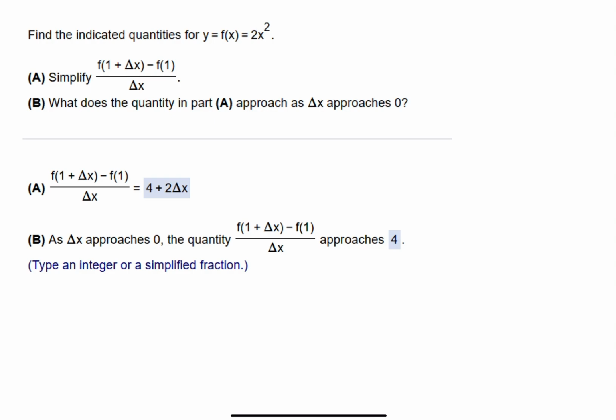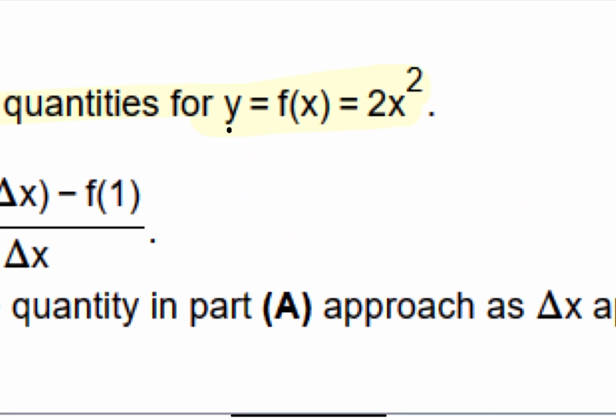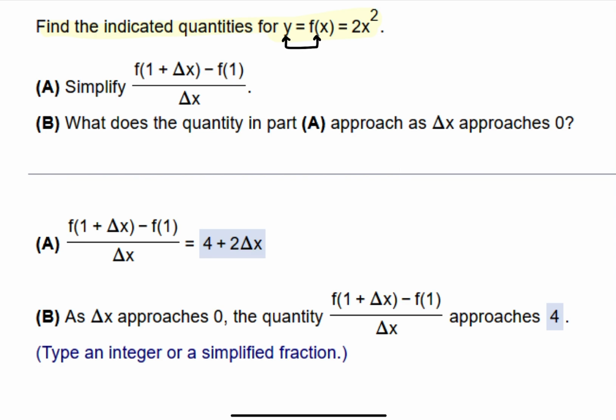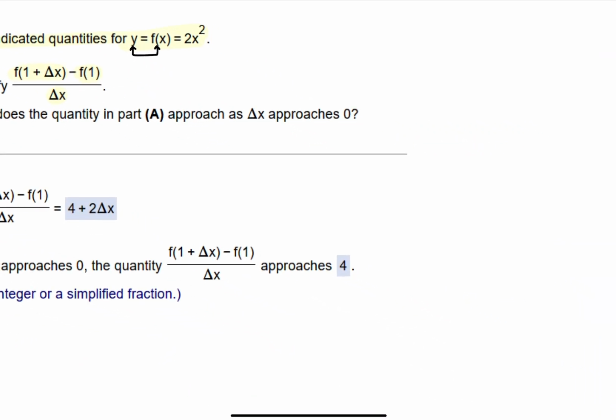It says, find the indicated quantities of the function f of x is equal to 2x squared. If you notice, they always write down this one. They say y and f of x, because y is my f of x. So you should by default keep that in mind. They're asking me to simplify f of 1 plus delta x minus f of 1, over delta x. Let's go ahead and do it step by step.